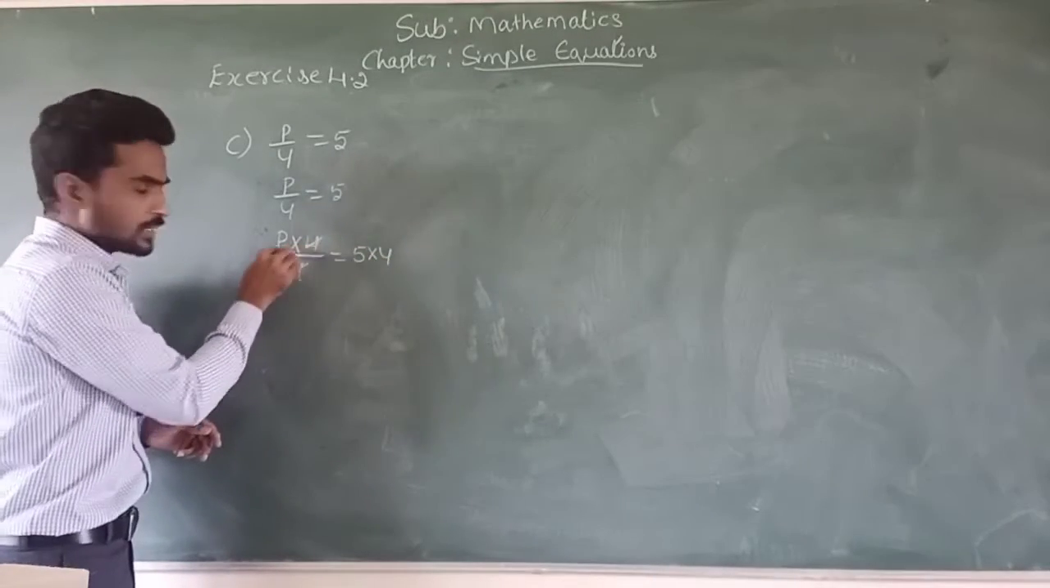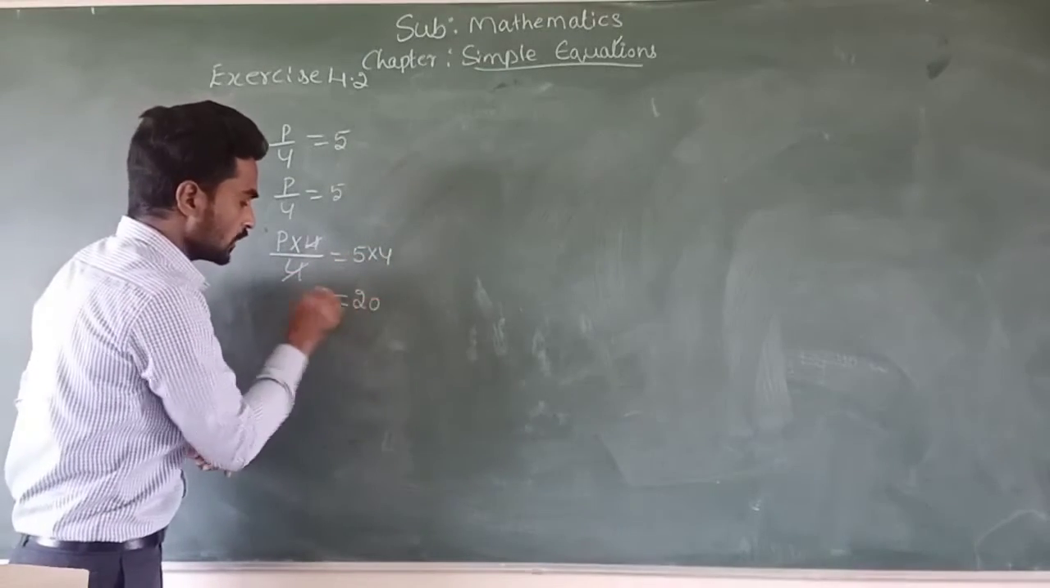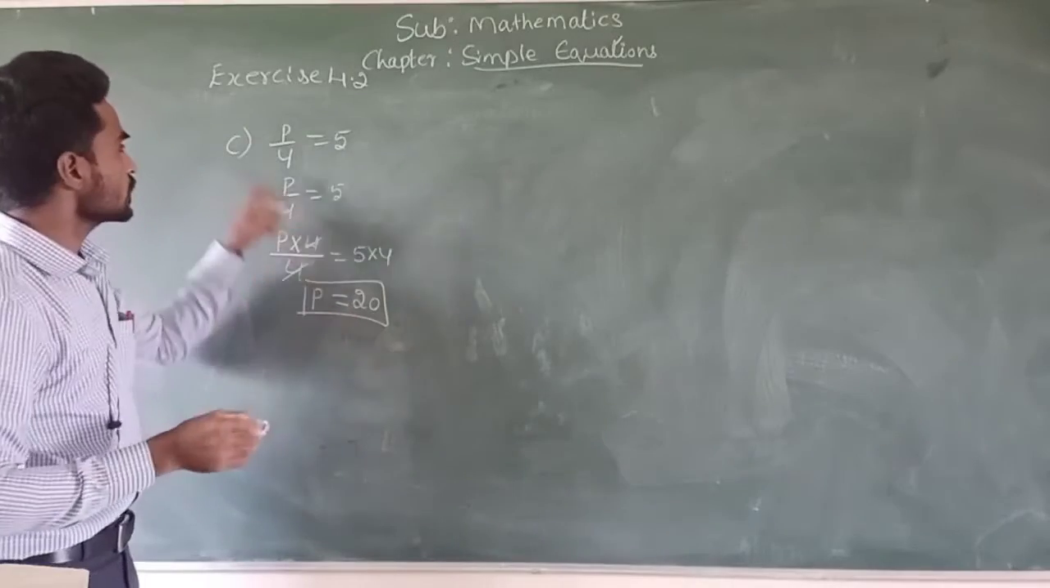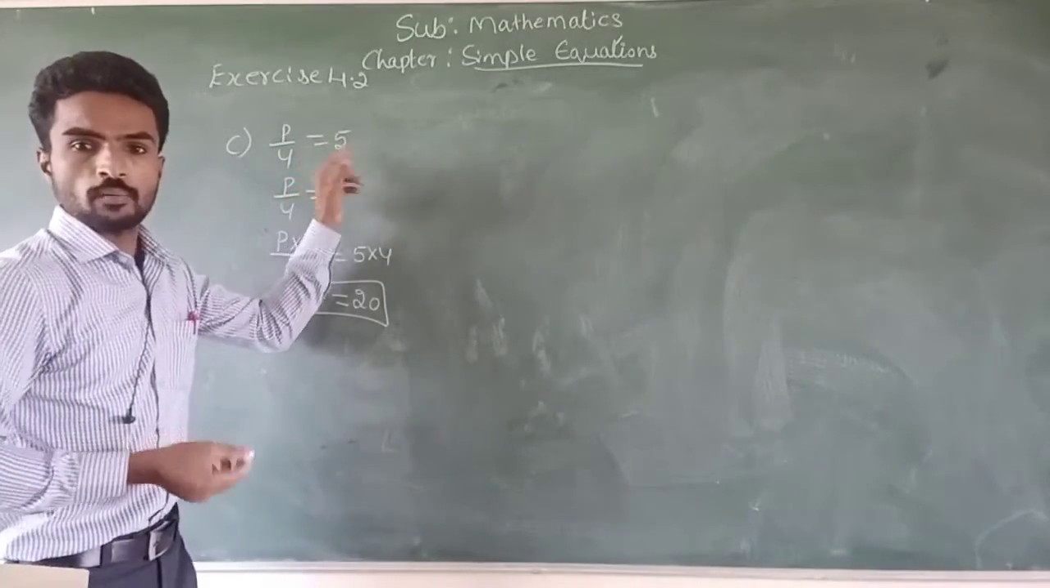Then the 4s cancel, and the remaining term is p. p is equal to 5 times 4, which is 20. Then p is equal to 20 is the solution of the given equation: p by 4 is equal to 5.